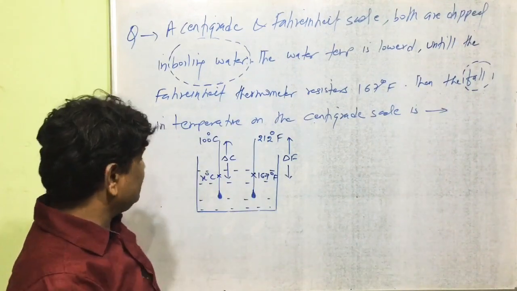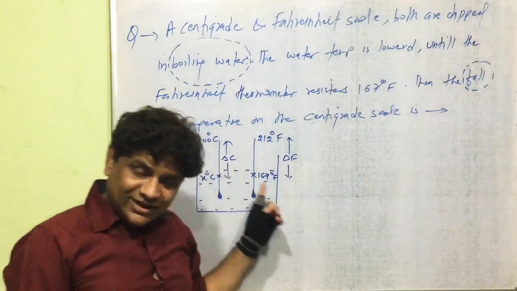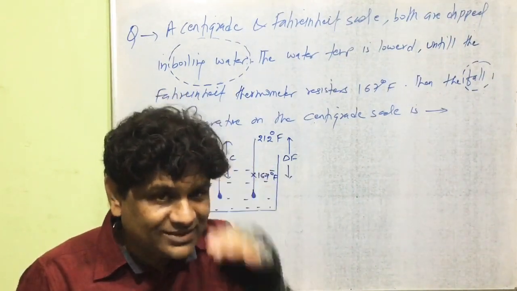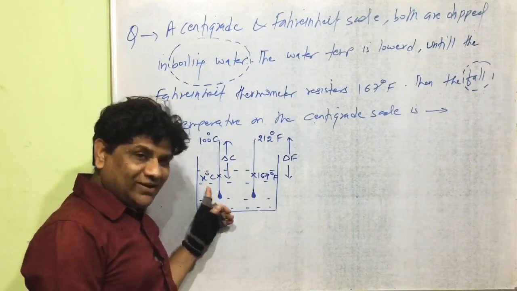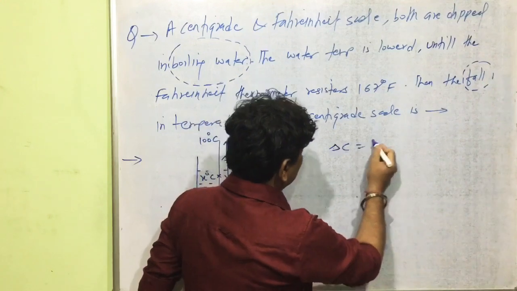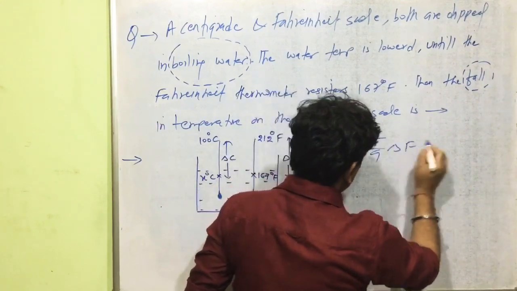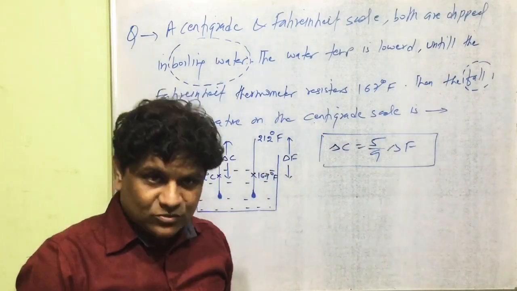Now, what is the asking part here? Not asking x. What is asked is delta C, because delta C is the fall in temperature. So delta C is required, not x. So delta C is equal to 5 by 9 of delta F. This relation will now be helpful to give the answer to our question here.